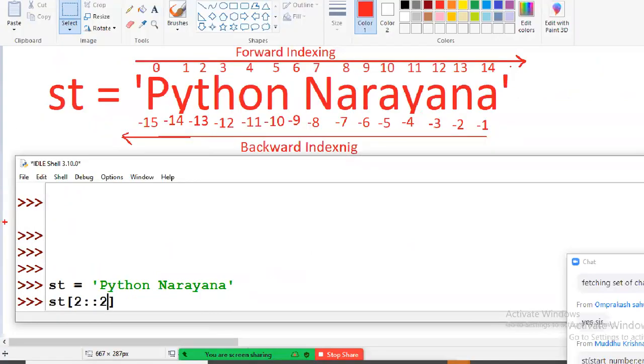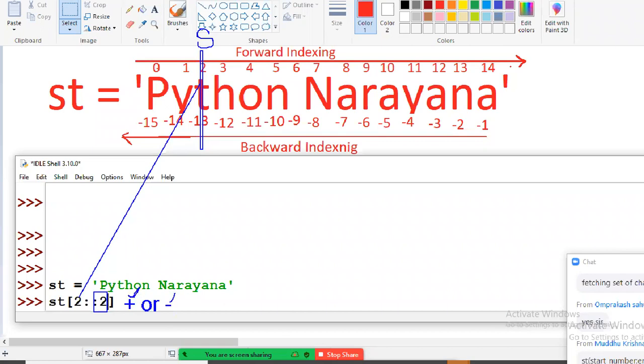Start number 2 means go to the 2. Where is 2? Here is the 2. This is the start number. Then the second one is not the end number, it is the increment number. Think about whether it is plus 2 or minus 2. That is important, right? Is it a plus increment or a minus increment?